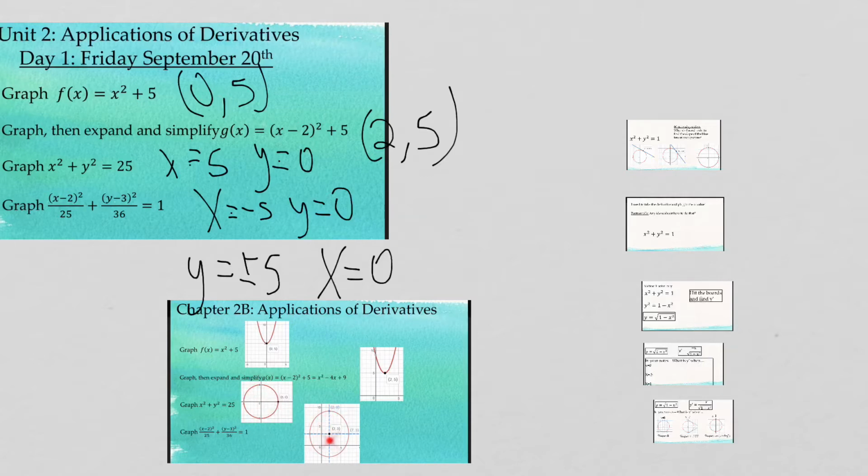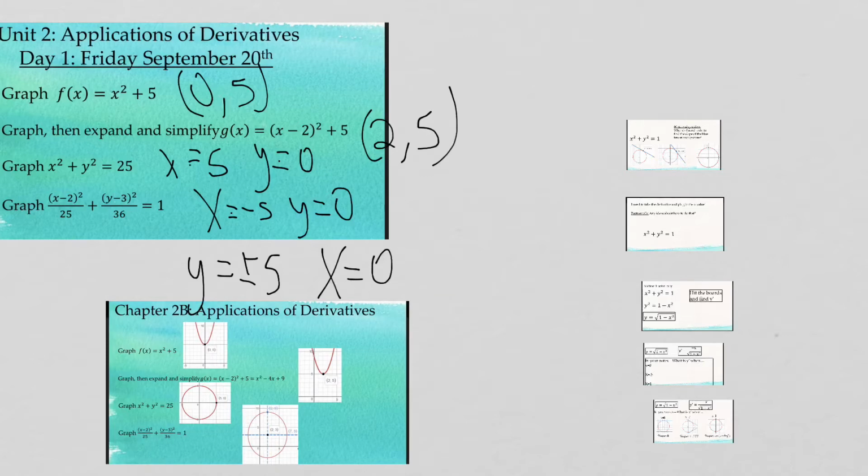Here's our ellipse centered at 2, 3. And we can see that we travel 5 this way, 5 this way. That's our semi-minor axis. And then we travel 6 this way and 6 this way. That is our semi-major axis, forming this ellipse. Now, it's not super important that you know how to graph these right now, but today is all about finding the slopes of functions that look like this. So I wanted to start by introducing those graphs.